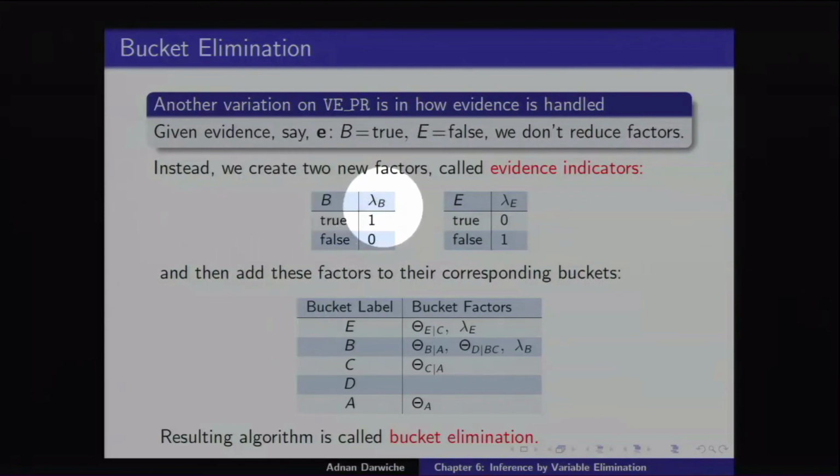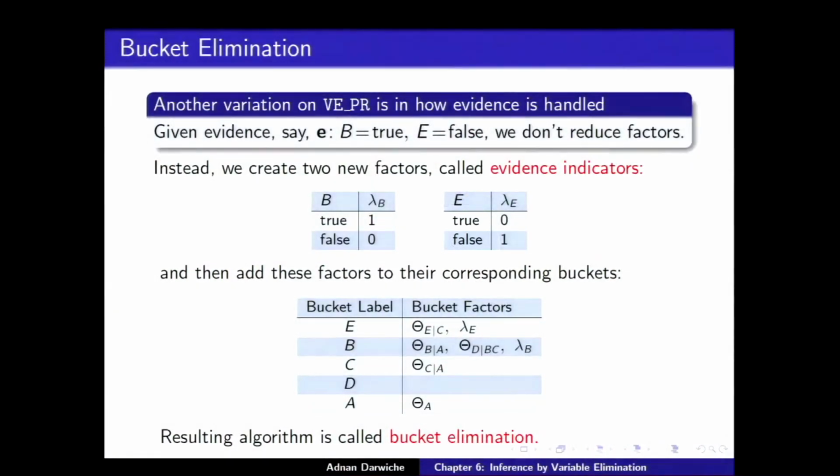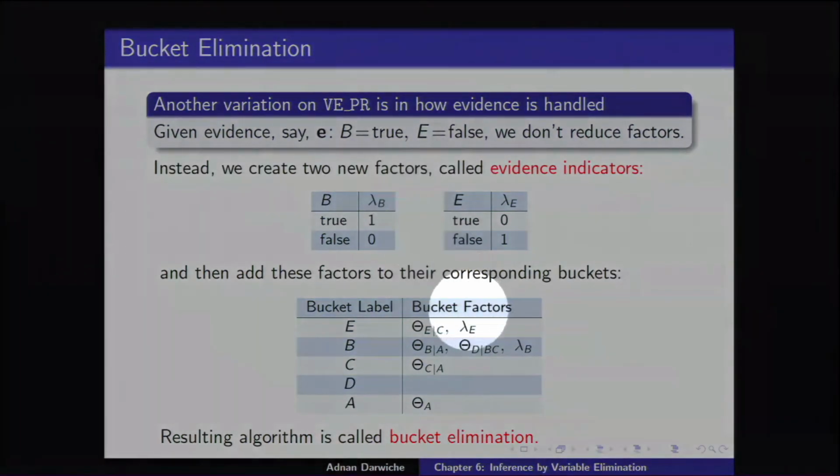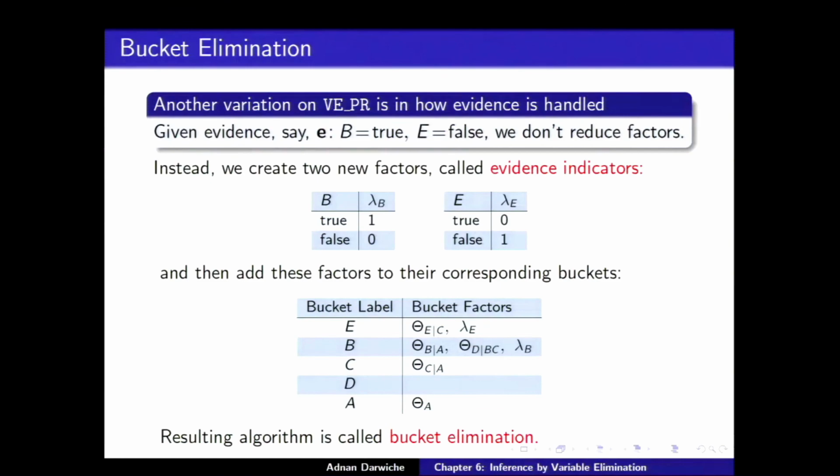You can imagine when you take this guy and throw it in the mix of a bunch of factors, what is it going to do? When you multiply everything, it's going to zero out every row that mentions B false. See that? And similarly, if you take this guy and throw it into a mix of factors, when you do the multiplication, it will end up zeroing out every row that mentions E true. So this is the way you would do evidence in this particular case. And if you're doing it in the context of bucket elimination, to incorporate this evidence, you add this evidence indicator and that evidence indicator in the corresponding buckets, and you just simply perform things as usual.